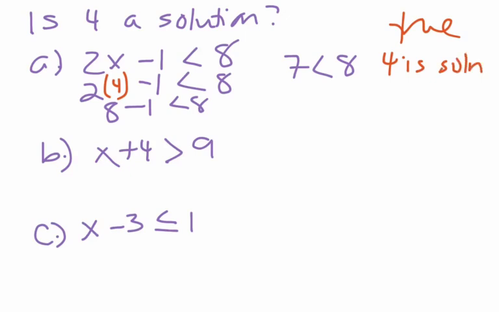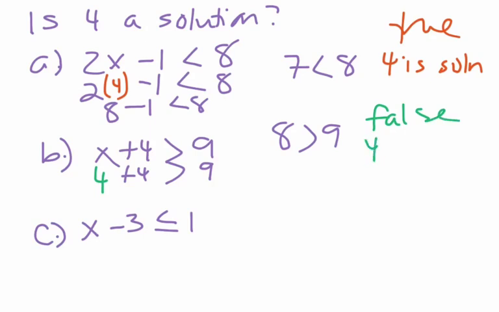For the next one, we have 4 plus 4 is greater than 9. Well, 4 plus 4 is 8, and I end up with this. Now remember how you read it. It eats the bigger number and points to the smaller number. So as I read this, I'll say 8 is greater than 9. Well, hopefully that doesn't ring true. That is false. And so 4 is not a solution.